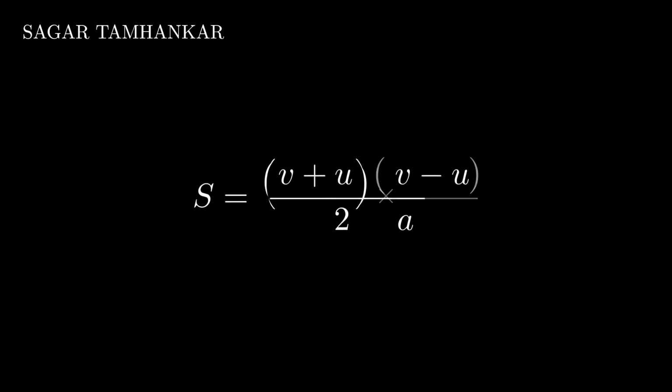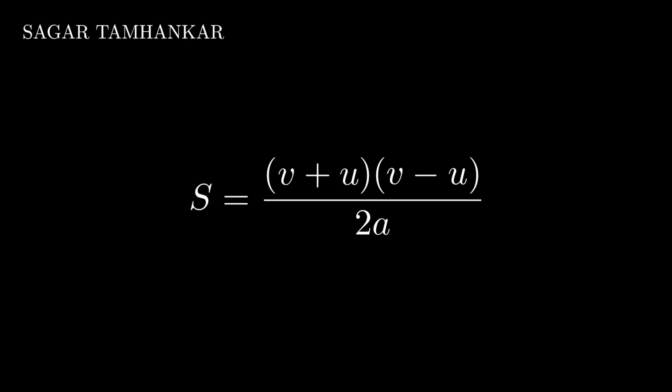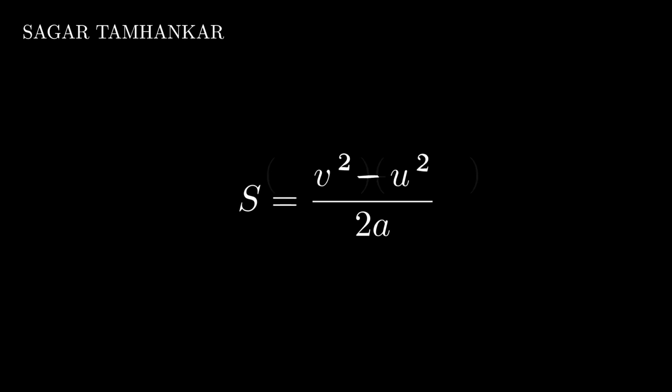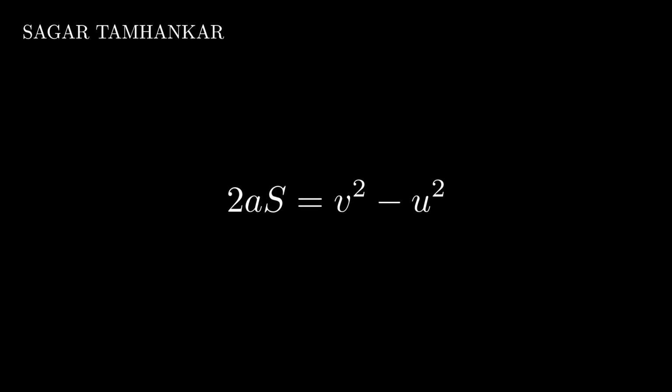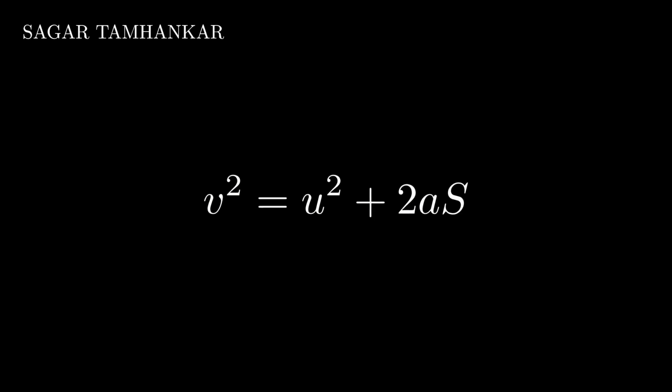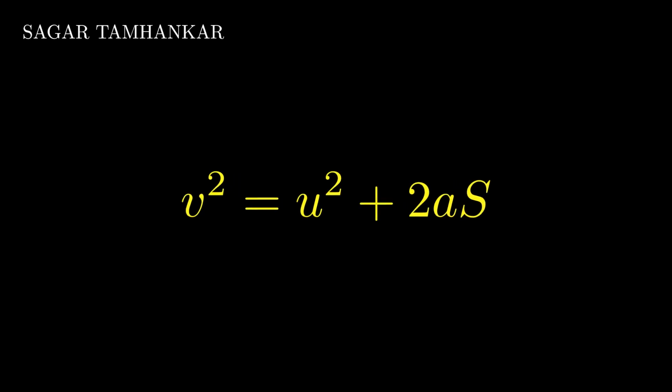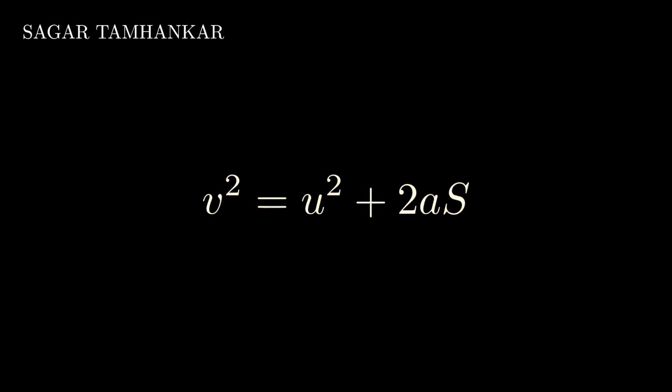Rearranging gives a product of two binomials. Apply the identity (a plus b) multiplied by (a minus b) equals a squared minus b squared. Multiply both sides by 2a. Move u squared to the left side. Rearranging gives the third equation of motion. Final velocity squared equals initial velocity squared plus 2 times acceleration multiplied by displacement.